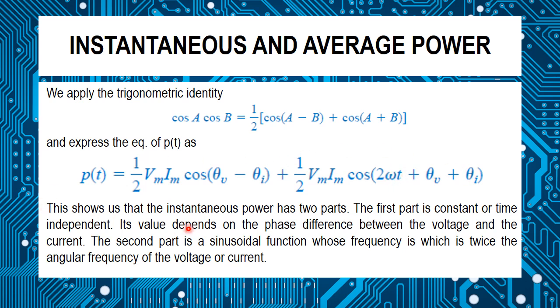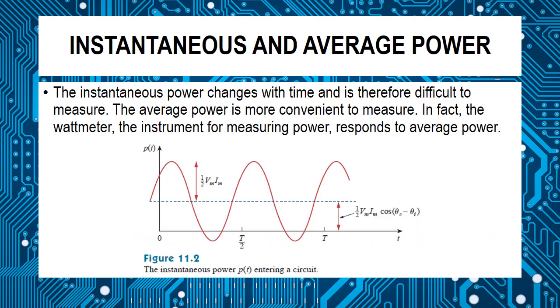This shows us that the instantaneous power has two parts. So this is the first part, and this one is the second part. The first part is constant, or time independent. As we can see in the first part of our formula, there is no time here. Its value depends on the phase difference between the voltage and the current. The second part is a sinusoidal function whose frequency is twice the angular frequency of the voltage or the current. We have cosine (2ωt + θv + θi).